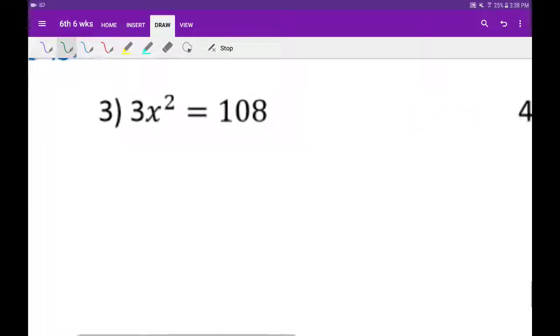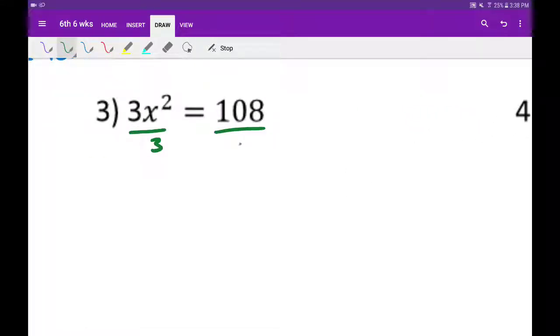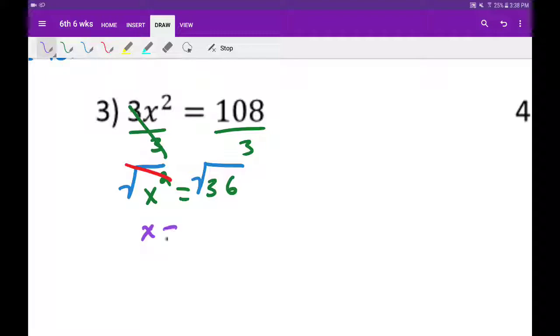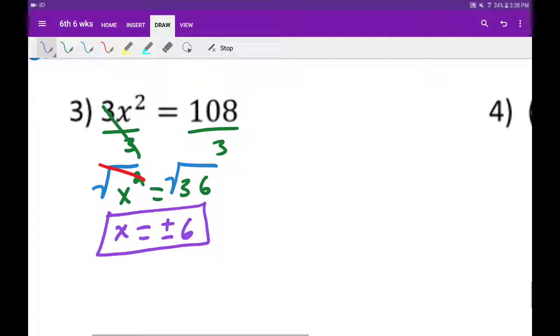Okay, in example 3, let's divide out this 3 to isolate the power. 108 divided by 3 is 36. And of course, we've seen this one a lot, so square root both sides. Okay, square root and square cancel, leaving us with x. And the square root of 36 is plus or minus 6. Do not forget the plus or minus. With all the even roots, we got to remember that we can have plus and minus and a possible imaginary.